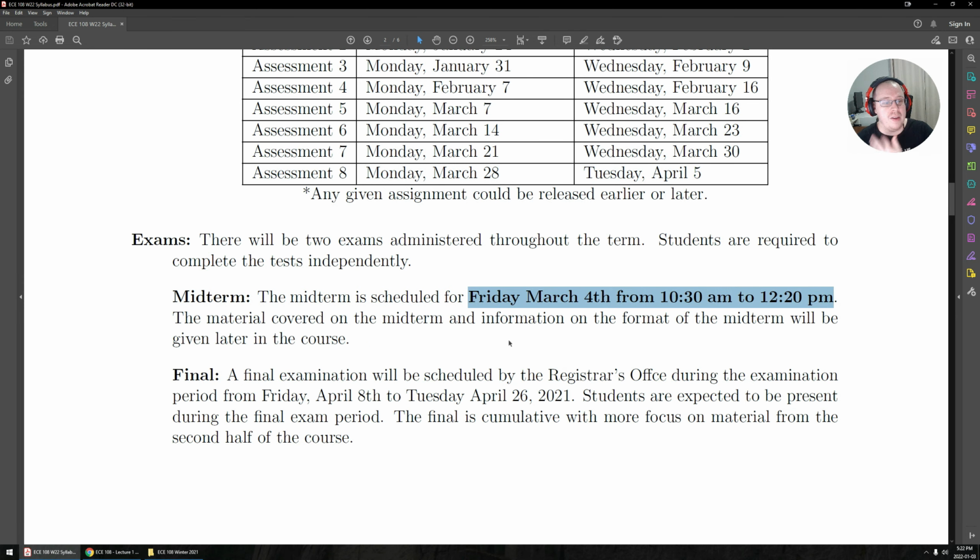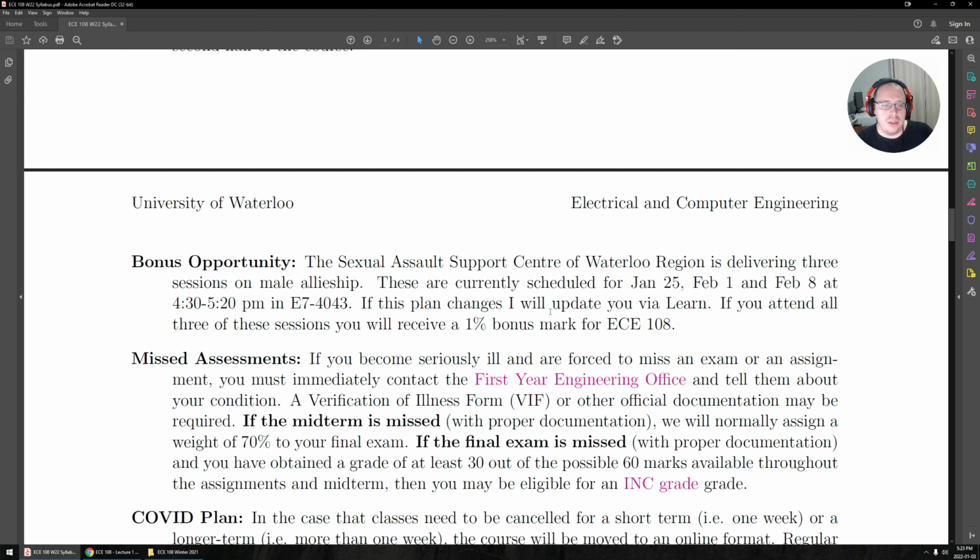Okay, so next up, bonus opportunity. The Sexual Assault Support Center of Waterloo Region is delivering these sessions on male allyship. The Department of Engineering asked me if I'd be willing to offer a 1% bonus for people attending all 3 sessions. So I decided to take their offer there.